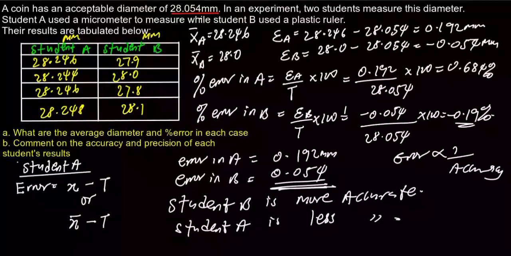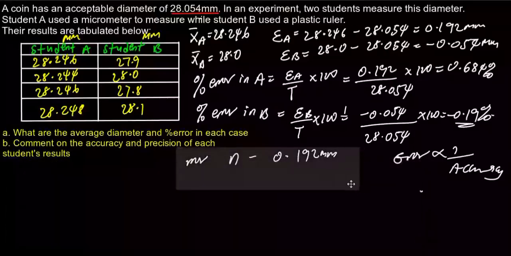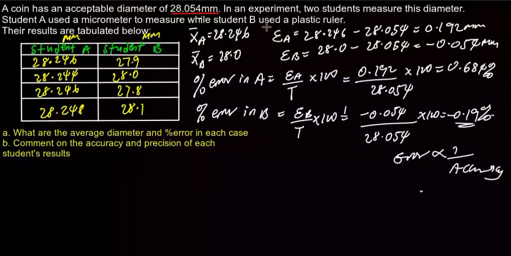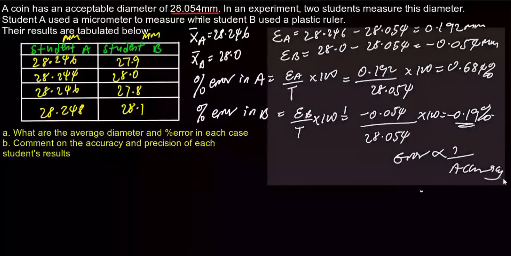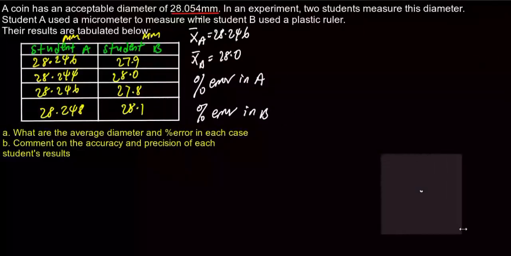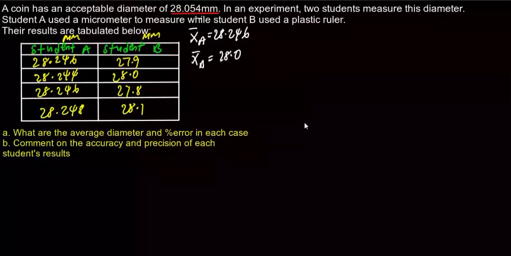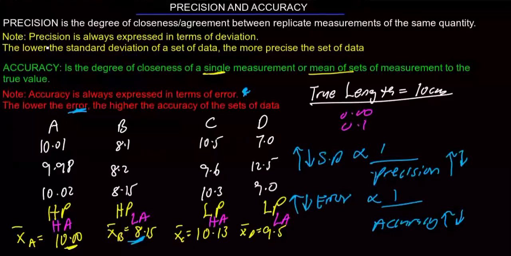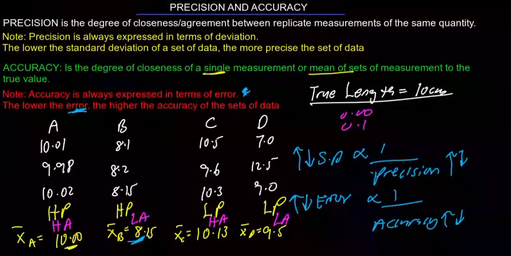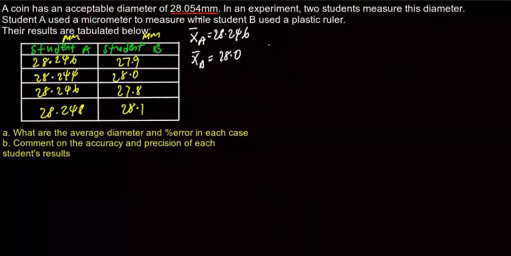Okay, so I will erase this now. I can still leave the mean. All right. So how do we comment on the precision? Remember, let me go back to the last slide. The precision is always expressed in terms of deviation. So I'll calculate my standard deviation for the two. So let's see. I'll draw my table.